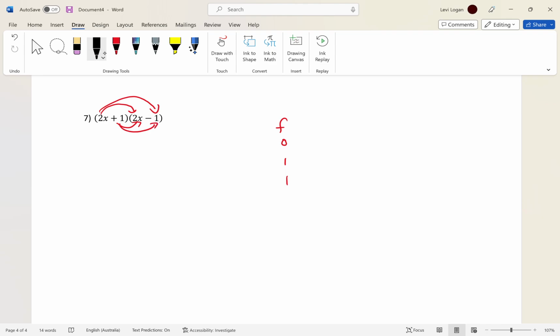So 2x multiplied by 2x is 4x squared. So that's what I did here. I did this arrow first. Now I'm going to do the second arrow. So 2x multiplied by negative 1 is going to be negative 2x. Next off, we're going to do 1 multiplied by 2x, and we're going to have plus 2x. Then we're going to do 1 multiplied by negative 1, and we're going to have negative 1 here. Notice these are like terms, so you can add them together. Negative 2x plus 2x is just 0, so those two will cancel out. So we're left with 4x squared minus 1.